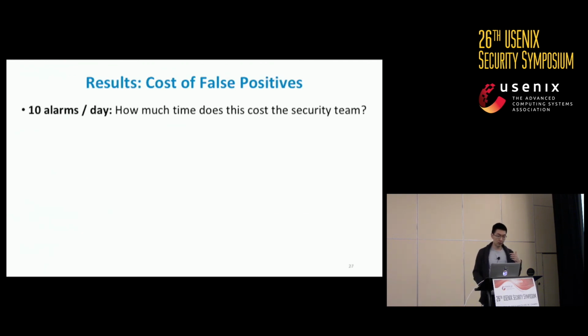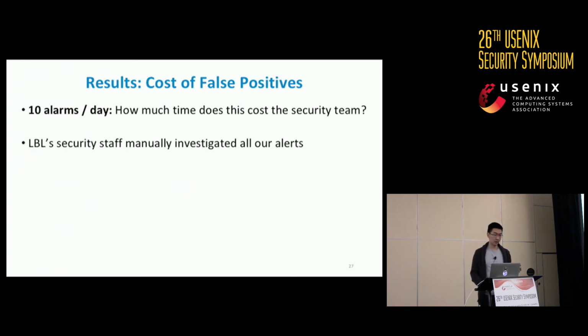Now, I said 10 alerts per day. The team at LBL said that's a drop in the bucket. But we wanted to quantify that more concretely. How much time does 10 alerts a day actually cost? We had a terrific collaboration with their security team. And I can't imagine anyone else doing this, but their security team actually manually investigated every alert that their detector generated. We ran the real-time detector across four years' worth of data, so that's something like 15,000 alerts that they manually processed. And they timed how long it took them to do that.